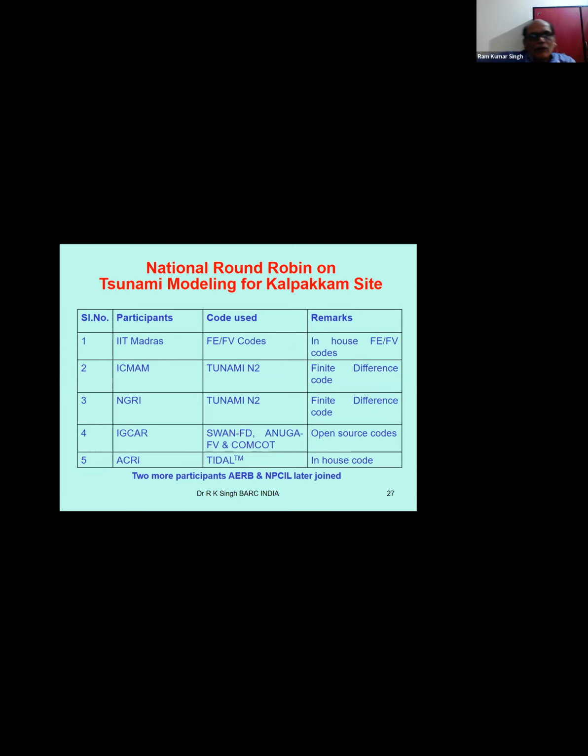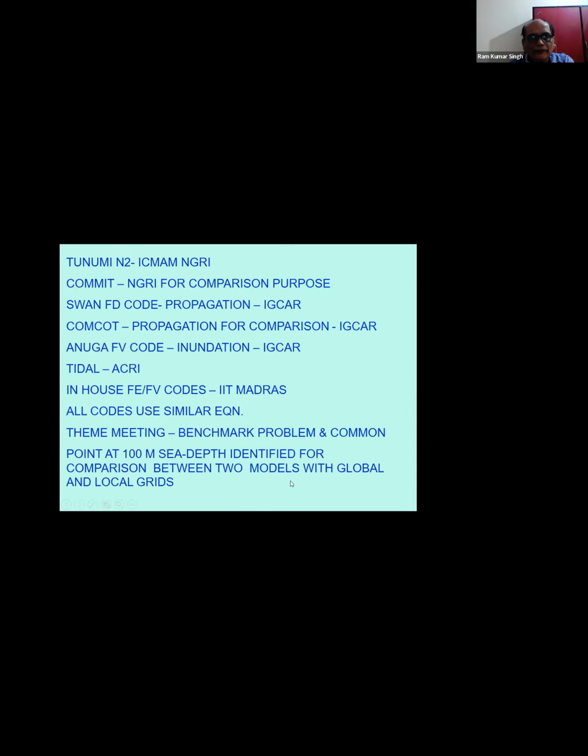So coming back to the modeling, now we had various institutes like IIT Madras, the Ministry of Earth Science's ICMAM, now called NCCR, in Chennai, then NGRI, National Geophysical Research Institute in Hyderabad. Then of course we had our own partners IGCAR and ACRI, and later on AERB and NPCIL also joined. And these are the various codes which were available with various participants for doing this study.